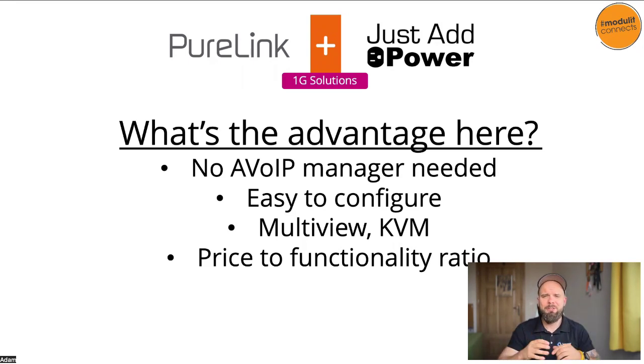So you need to connect your PC with the AV over IP network, and you need to have a special app which is delivered with Just Add Power solutions. And this app is doing the job for you. So you are scanning the network, searching for encoders, decoders, doing the configuration, setting the presets, saving the settings on every device, every encoder, decoder from Just Add Power. And then you can disconnect your PC and it's just working.